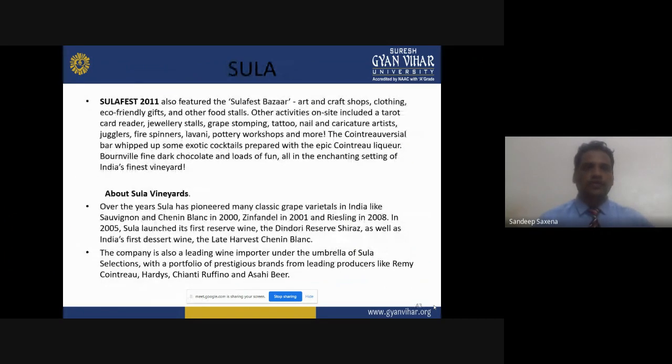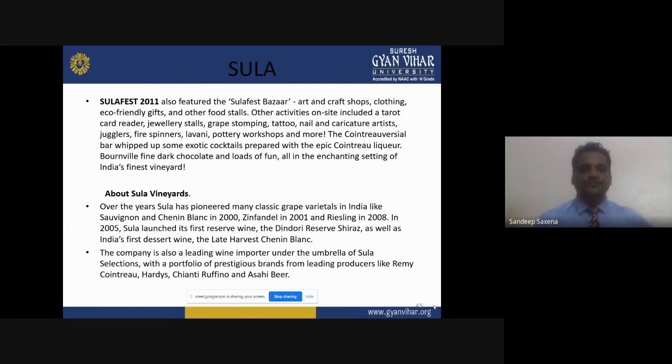1948. Sula Fest 2011 also featured the Sula Fest Bazaar and the craft shop, clothing, eco-friendly gifts and other food stores. Other activities on site included a tarot card reader, jewelry stalls, grape stomping, tattoo, nail and caricature artists, jugglers, fire chippers, Levani, poetry workshop and more.